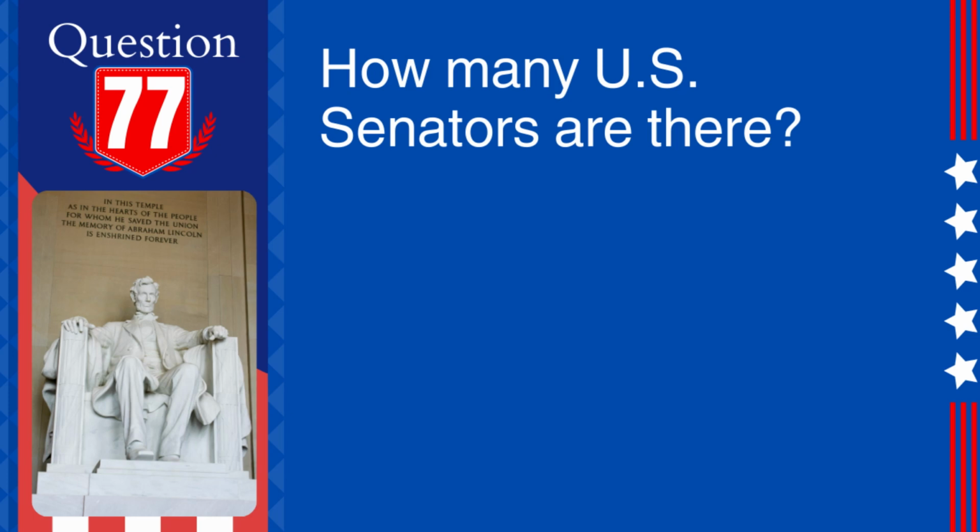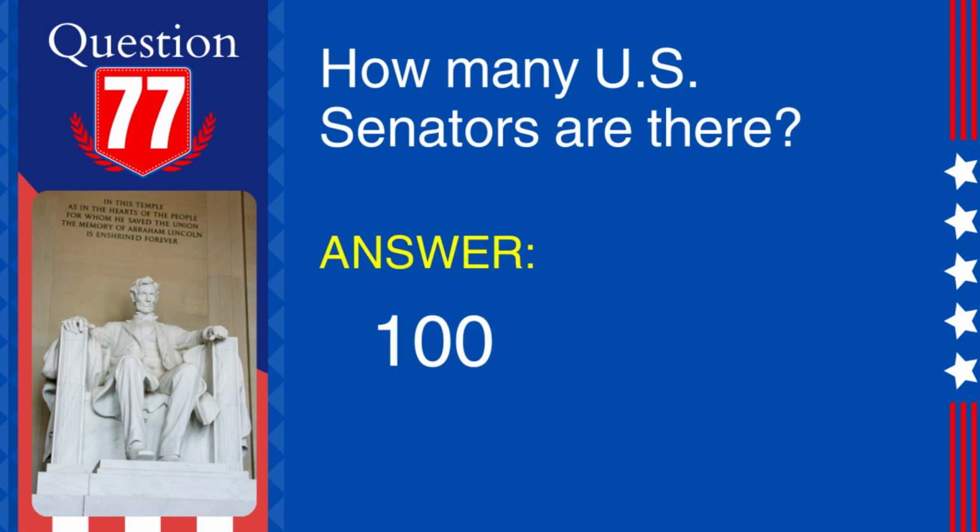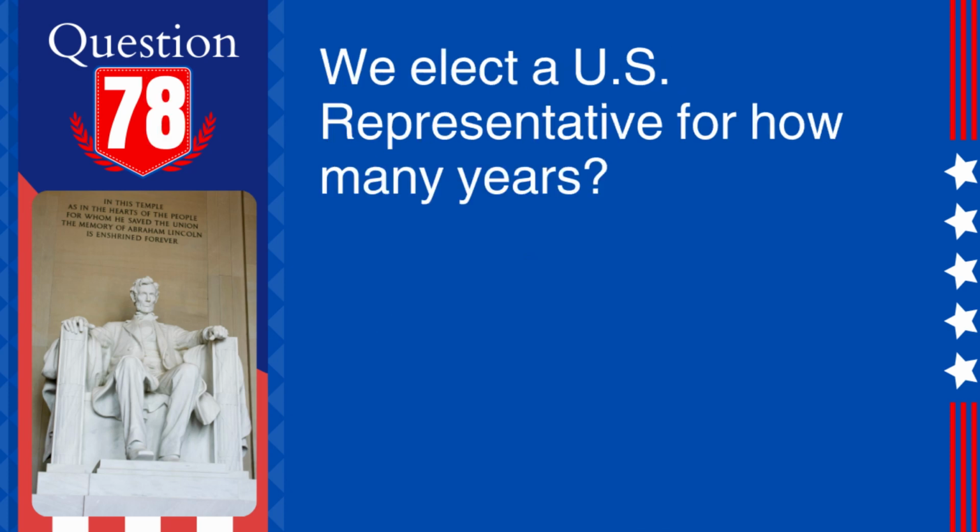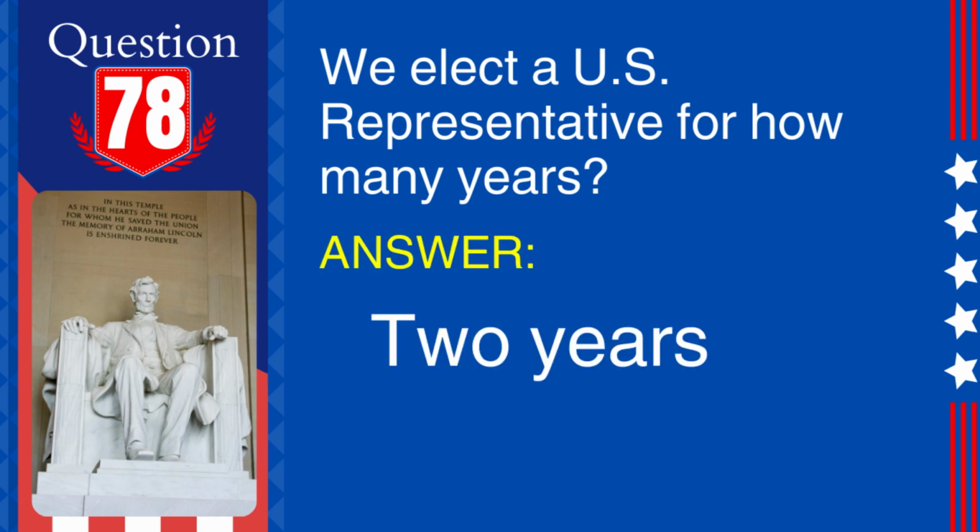77. Question. How many U.S. Senators are there? Answer. 100. Explanation. There are 100 senators in the U.S. Senate, with each state represented by 2 senators. 78. Question. We elect a U.S. representative for how many years? Answer. 2 years. Explanation. Members of the House of Representatives are elected for 2-year terms.